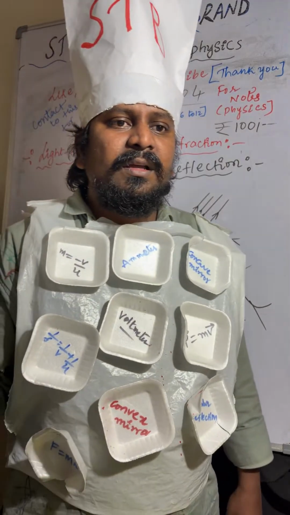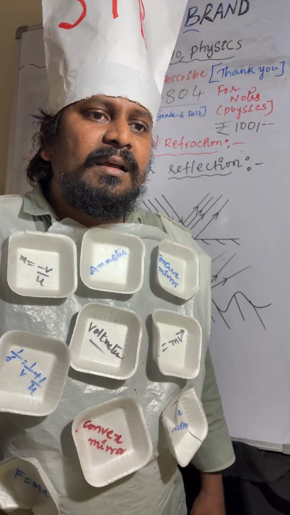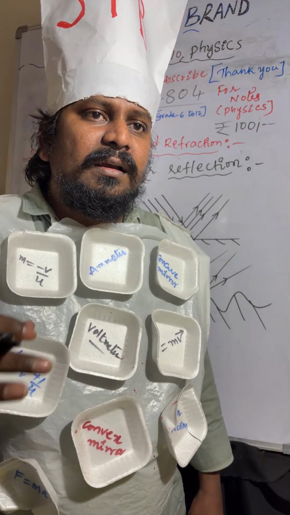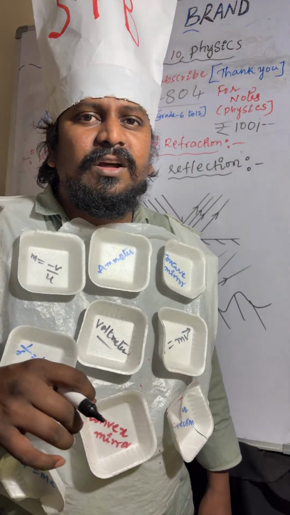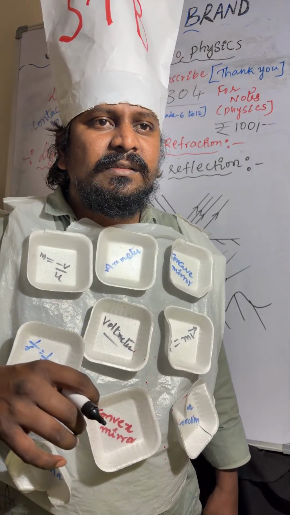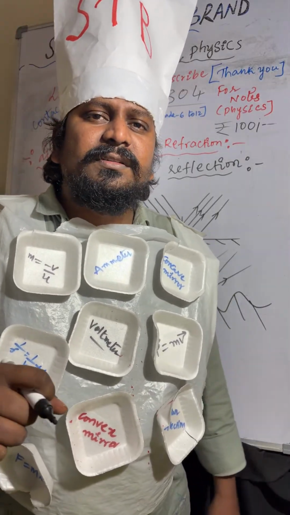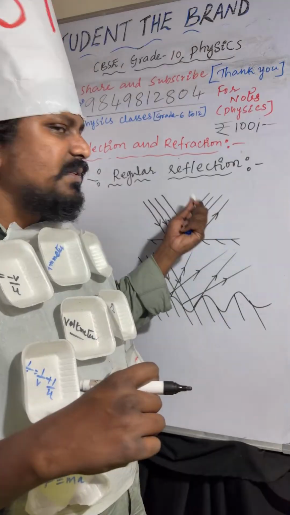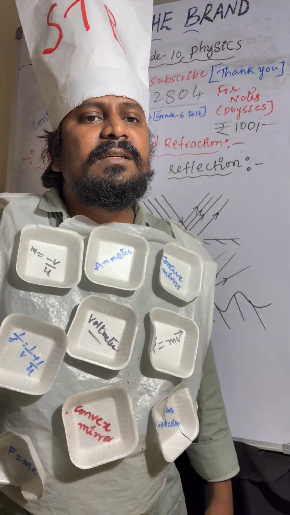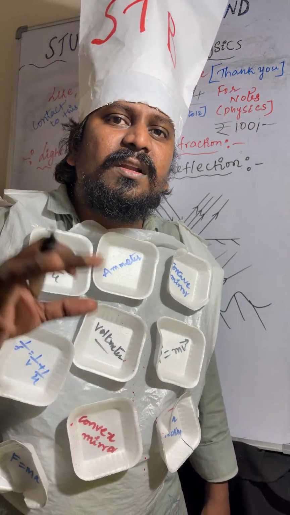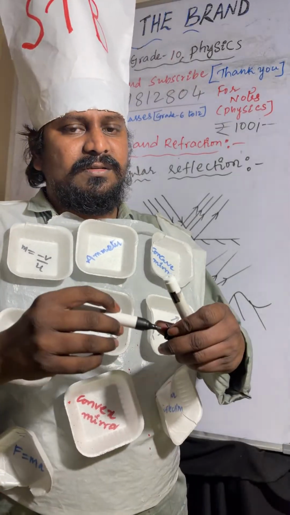Yes or no? Incident light rays are parallel and reflected light rays are not parallel to each other. This type of reflection is called irregular reflection. And here, incident light rays are parallel, then reflected light rays are also parallel to each other. That type of reflection is called regular reflection.